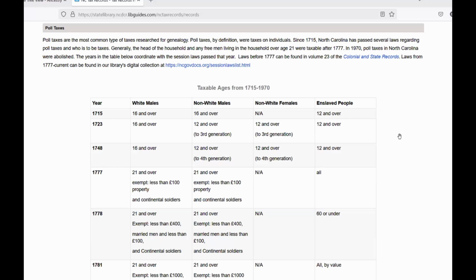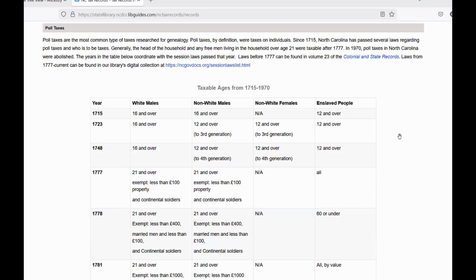And it's important that we understand these ages. If you're going to follow along year to year, who's taxed this year, who's taxed next year, who's taxed the year after, you need to know these ages. So in 1715, the age was 16. And poll taxes were taxes on individuals. So enslaved people 12 and older, the enslaver would have had to pay taxes on any of his people that were 12 and older, 16 and over, 16 and over.